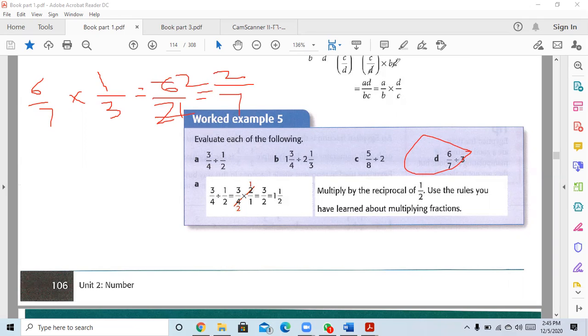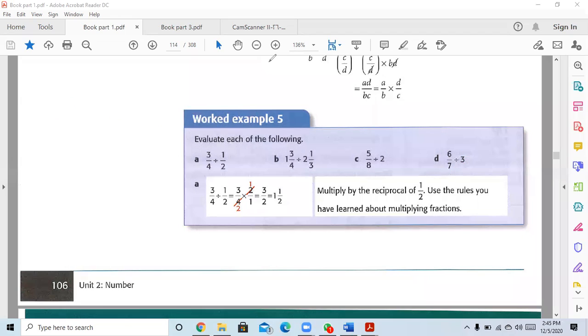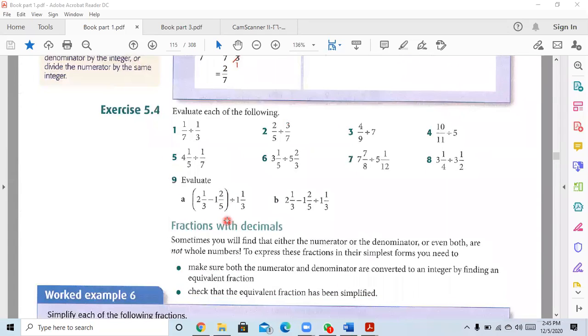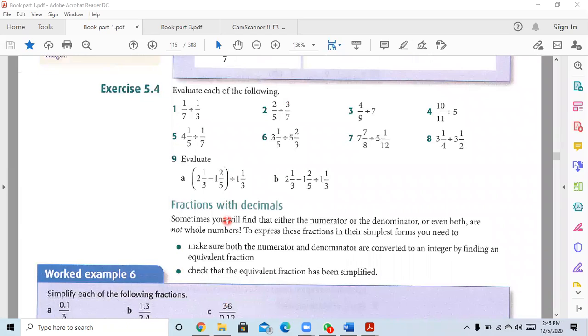So let's see whether we are right or wrong. Now 2 by 7. Okay, same like that, the rest of the questions you will do yourself. Okay, so I just solved question number 9. I hope it's a little bit tricky, but don't worry, we will solve it easily.